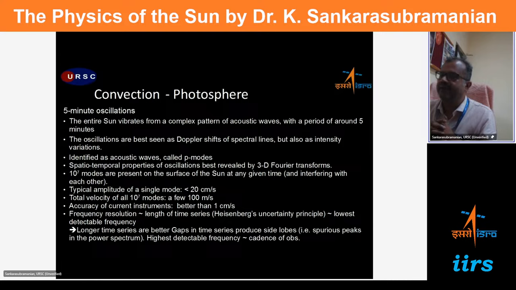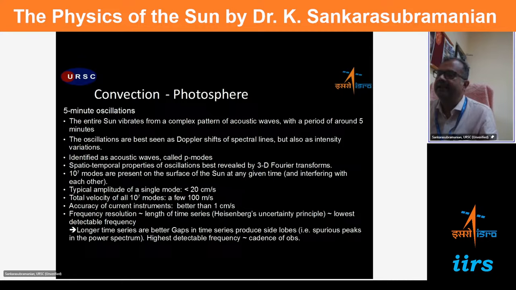Something like 10 power 7 modes are present. That means 10 power 7 different frequencies are present inside the sun. And the typical amplitude is less than 20 centimeters per second. That means I need to measure a velocity much better than 20 centimeters per second from the sun. The current accuracy of the instruments is of the order of 1 centimeter per second. And the frequency resolution depends on how long you can observe.